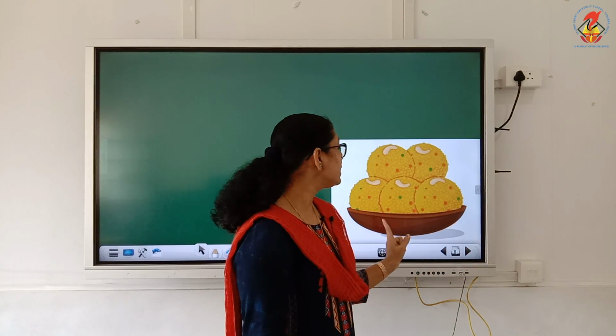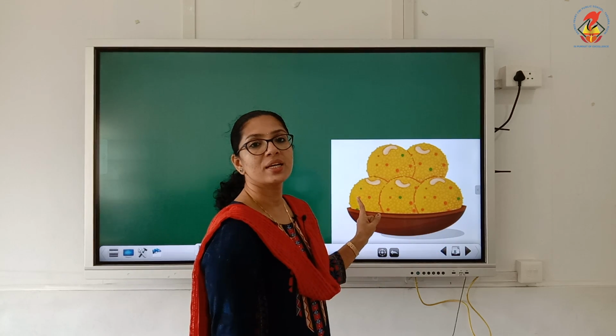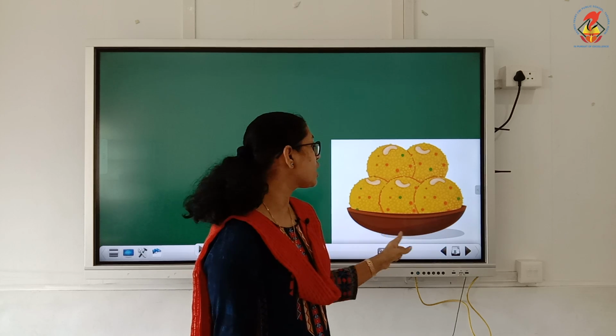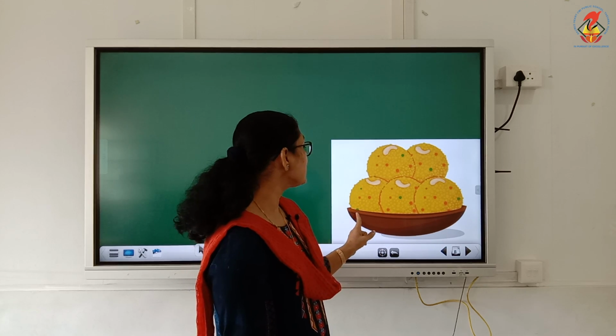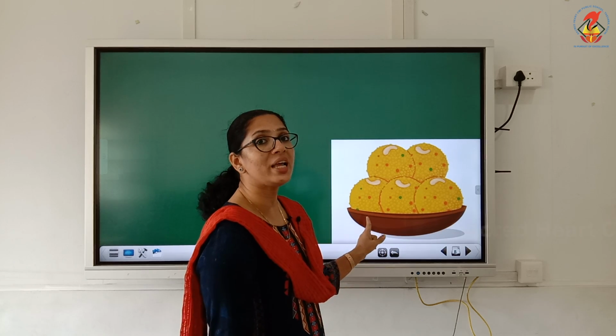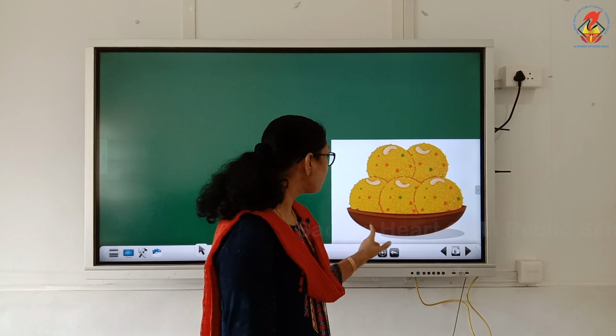But in this case the curve is facing upwards. അല്ലേ? ഇത് downward curve ആണോ? അല്ല. This is not downward curve. In this case the curve is facing upwards. So we call it as upward curve. What is this? Upward curve.